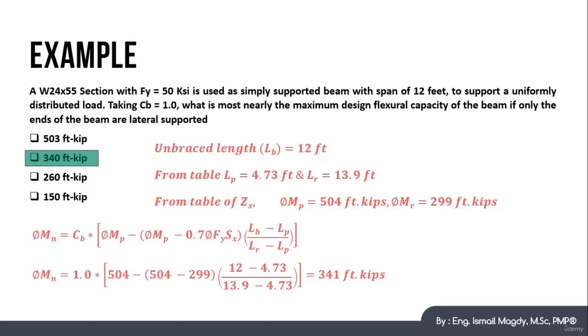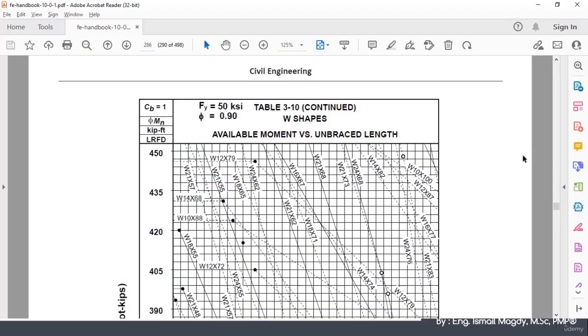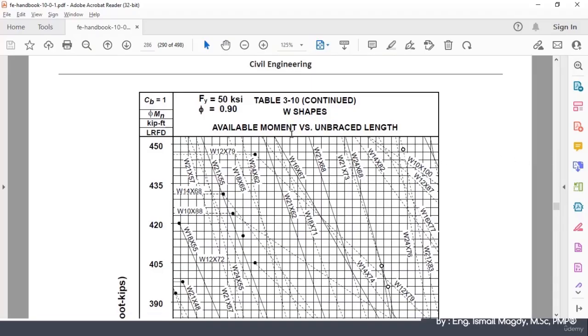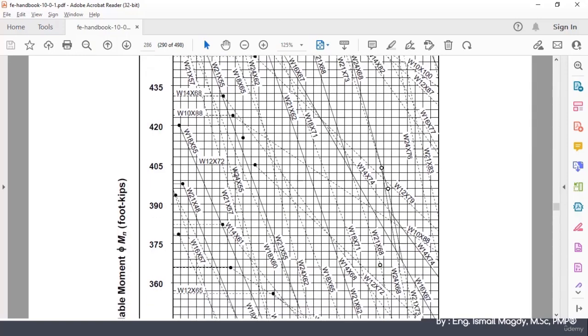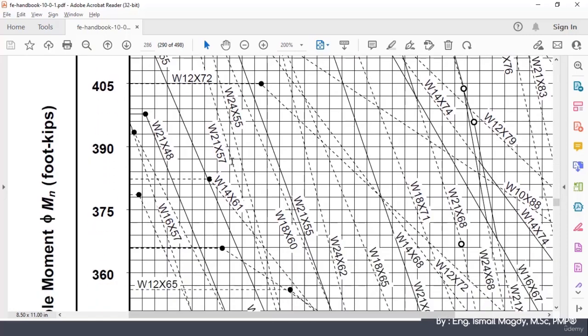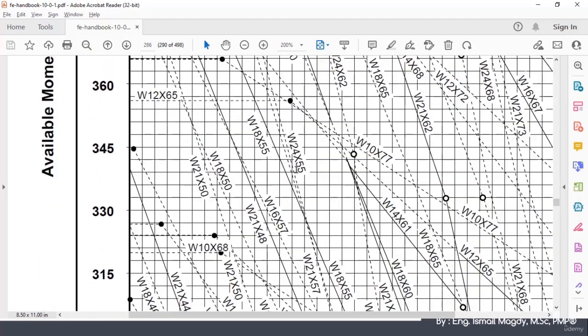But we have a very simple method also, as we explained, which is the graphs. Let's check also this method. Here is our graph. We need to find our beam, which is W24x55. Here it is, W24x55. Let's find which one is it.